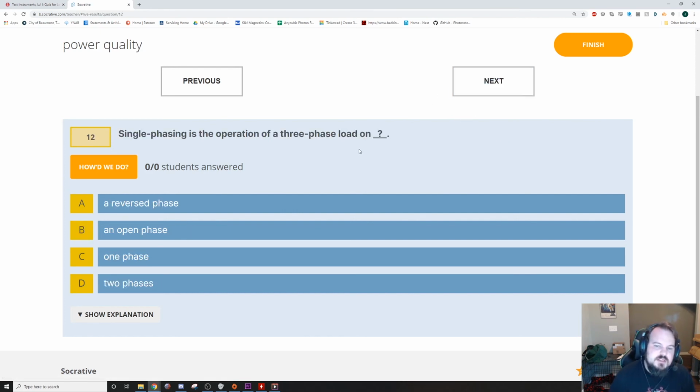Next, single phasing. Ooh, that's in bold. That's weird. Single phasing is the operation of a three-phase load on two phases, which is a really weird way to say two phases is single phasing. That is actually a section up at the very front of this chapter, voltage imbalance. Single phasing is on page 157. And it's all right there.